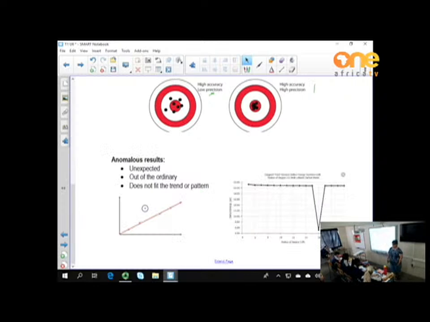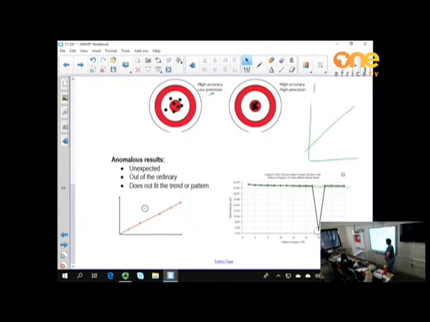Anomalous results. What's an anomalous result? One that doesn't fit the pattern. How do we treat anomalous results? We ignore them, all right? You can try and retake the reading. Sometimes it does solve that one. Sometimes it's not always possible to go back and retake the reading because you take your readings and then the next day you plot your graph. So maybe it's not possible to go back.